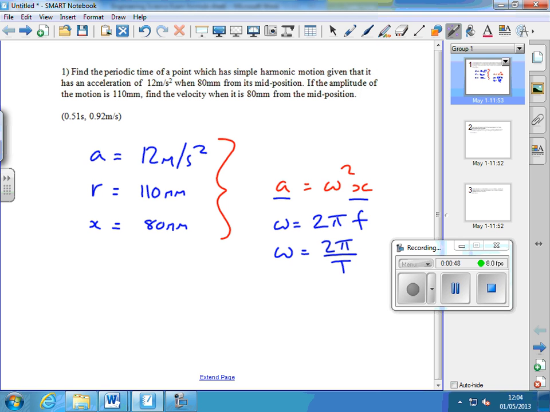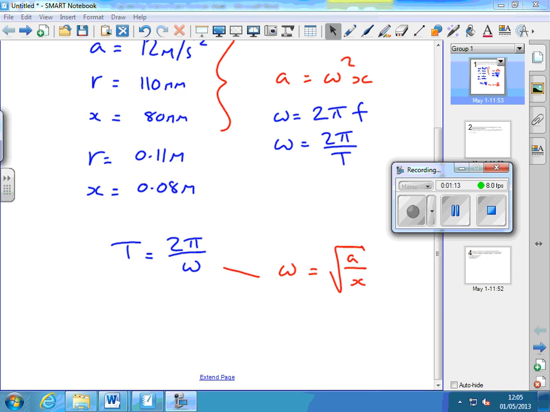That's going to allow us to find omega, and omega is related to the period of the wave. So we need to remember that omega is 2 pi over T, and we're after the periodic time T, so we can find it. Rearrange this formula for T, and then calculate omega using this formula here. So go ahead and see if you can do that and come up with a value for T.